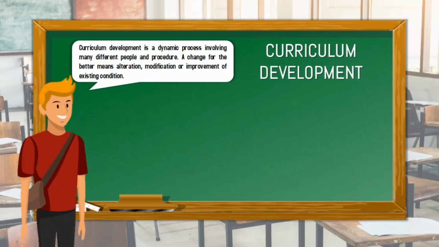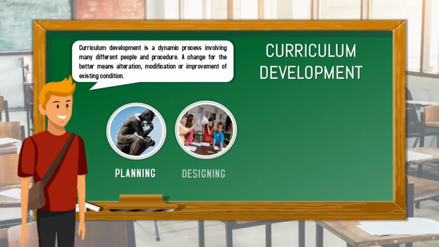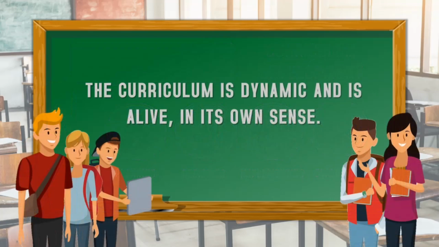Now on to my favorite part, curriculum development. Curriculum development goes through four different phases. It includes planning, designing, implementing, and evaluating. Curriculum is dynamic and is very much alive in its own sense. After reading through the modules, I've realized that learning about curriculum is as important as it is.